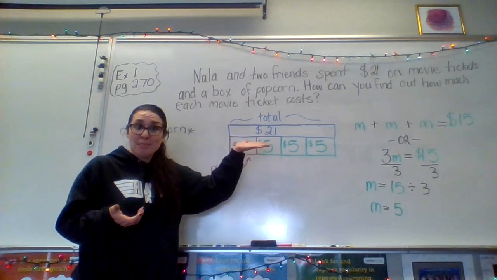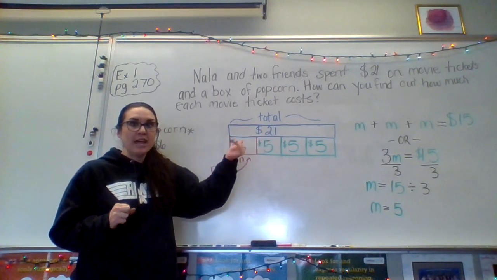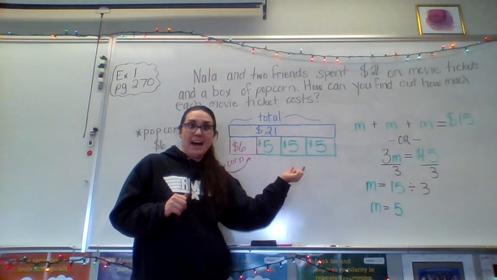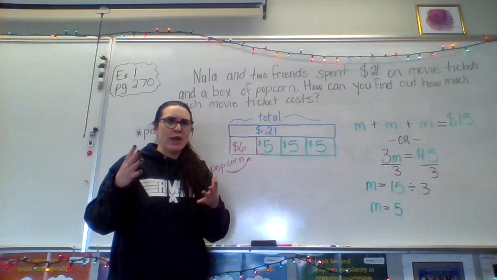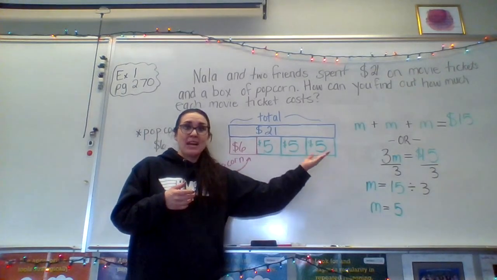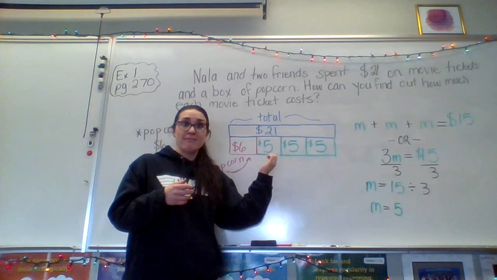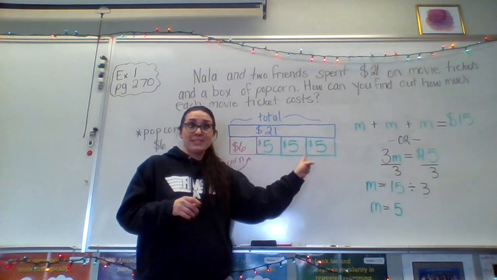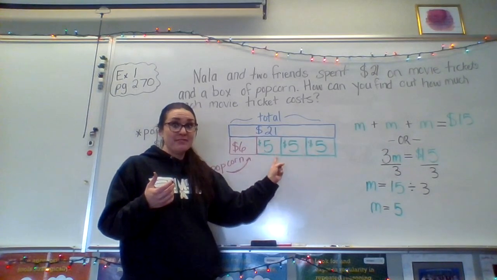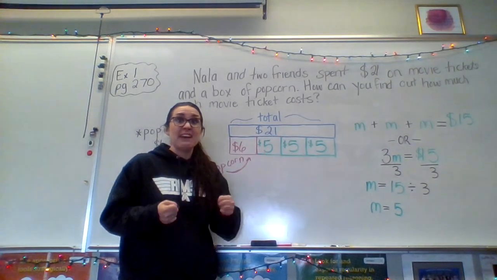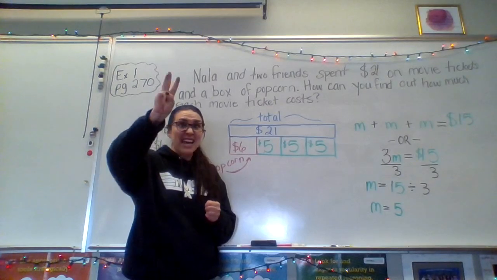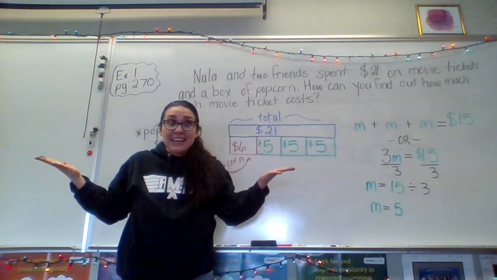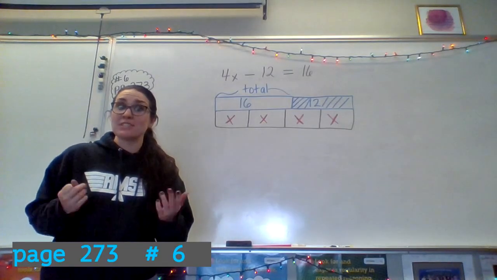So again, the total amount that they spent at the movies was $21, all right? They spent $6 on popcorn, and we know now that the tickets were $5 a piece. So now, in theory, my friends, when we add up $5 plus $5 plus $5 plus $6, that should get us 21. Let's check. Well, 5 plus 5 is 10, plus 5 is 15. 15 plus 6, let's see, 15, 16, 17, 18, 19, 20, 21. It works!